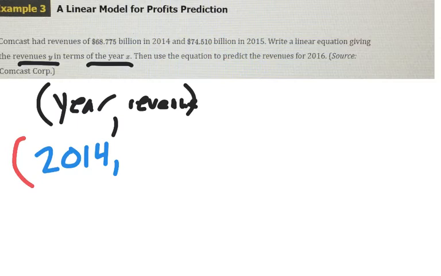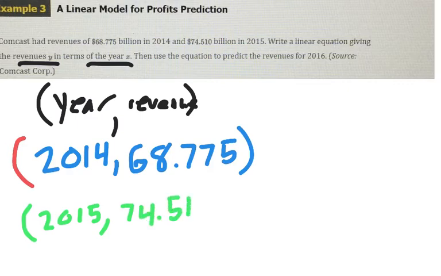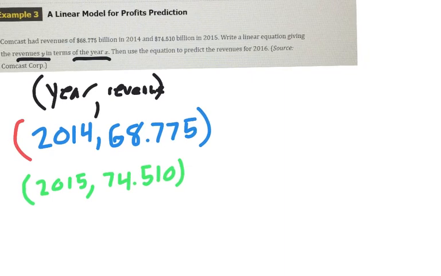So the year is 2014, and then the revenue is $68.775 billion. So that's my first ordered pair. Now my second ordered pair: in 2015 is the year, so it's my x, and we have 74.510 billion for my y. So I have 2 points.